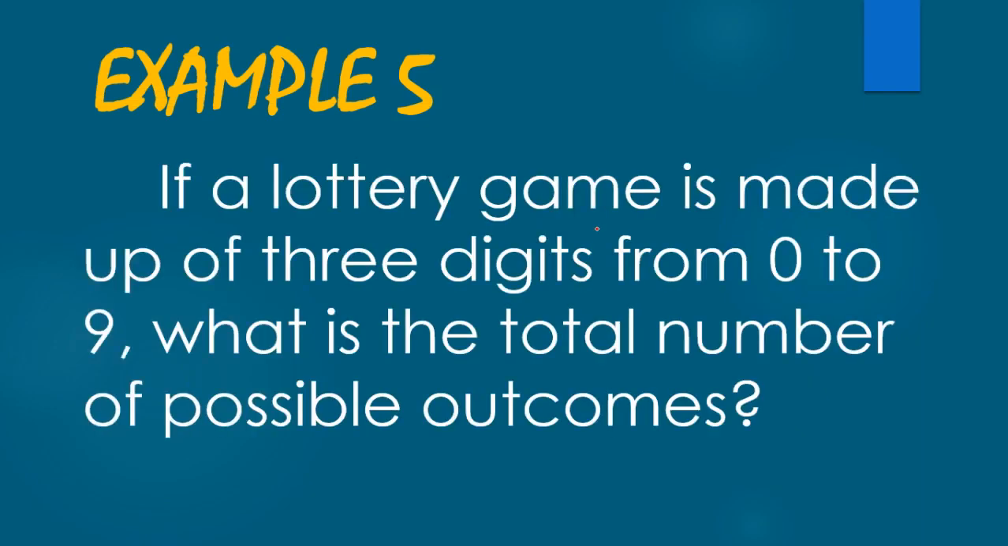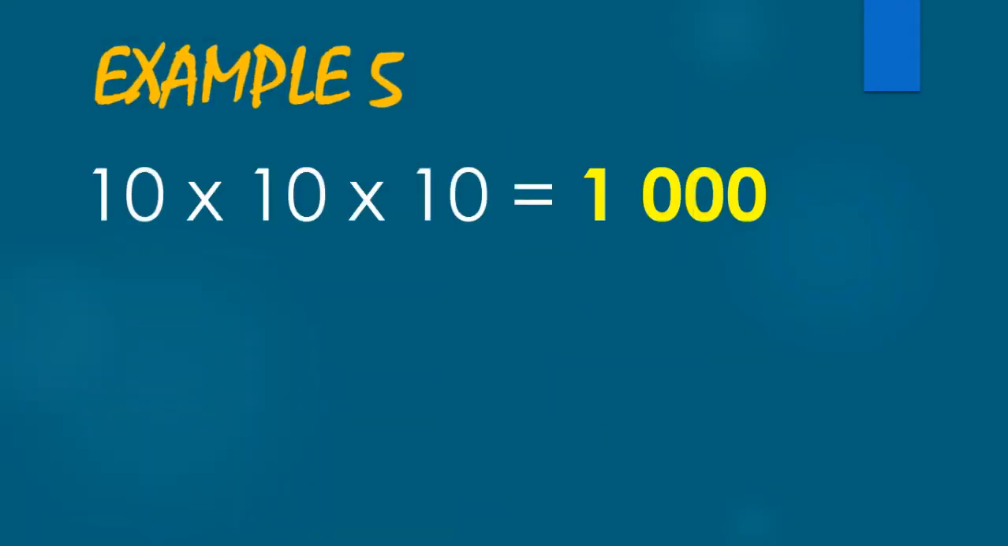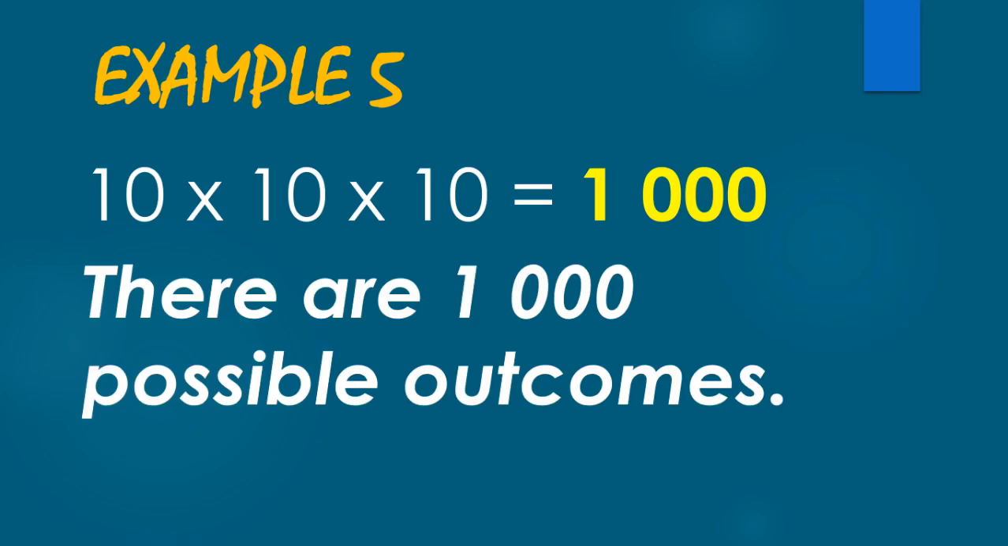Another example, if a lottery game is made up of 3 digits from 0 to 9, what is the total number of possible outcomes? With regards to this, we are dealing with the multiplication principle again. And then we have 3 digits. So we have 1, 2, 3. From 0 to 9, so we have 10 numbers. It is not mentioned that there is a restriction, so that's why the digits could be repeated. So that would be 10 times 10 times 10. That would be equal to 1,000. So there are 1,000 possible outcomes.